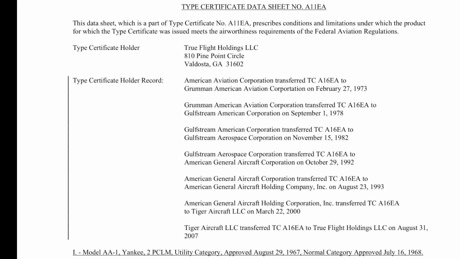Now, this is the Type Certificate Data Sheet for the two-seaters, the Grumman Yankee, the 1A, the 1B, and the 1C. And this covers everything. The first part of it tells you who it's by, who the current owner is. And you can see in the listing that it was the American Aviation Corporation, that it was transferred to Grumman-American, and then from Grumman-American to Gulfstream-American on down the line.